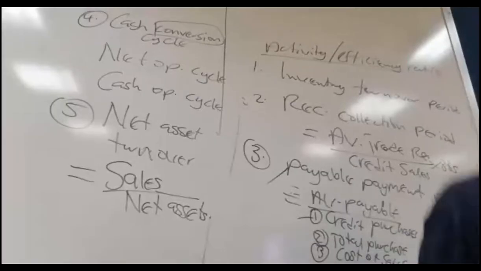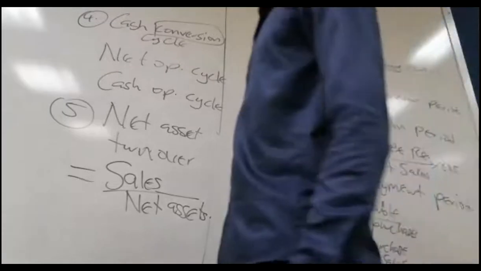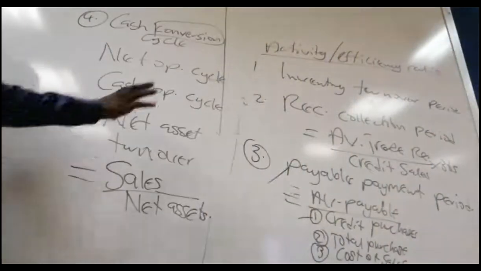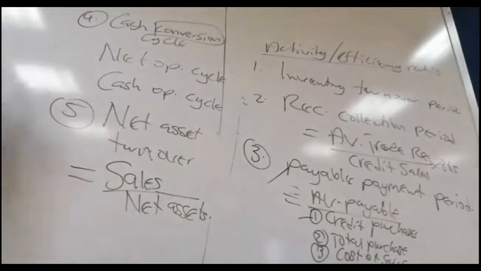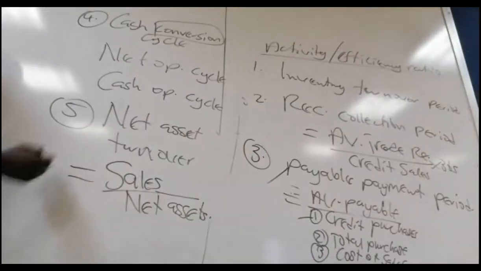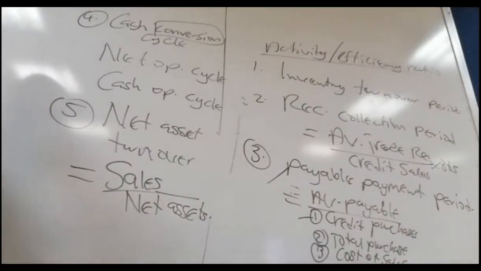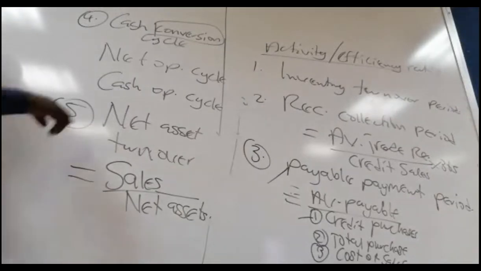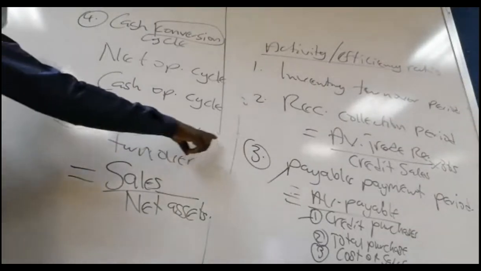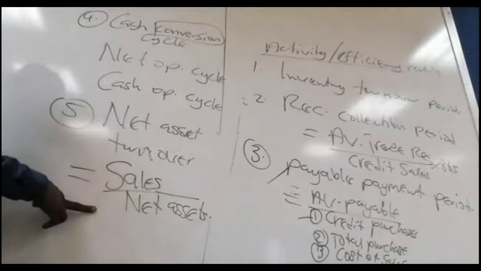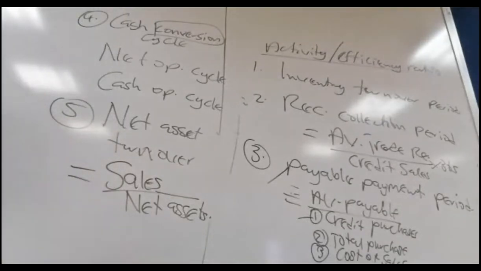So basically, that is it. Now we are done with the activity ratios. Under net assets, select 2. Here we can also have non-current asset turnover. What will be the formula? If net asset turnover is sales over net assets, then non-current asset turnover will be sales over non-current assets.